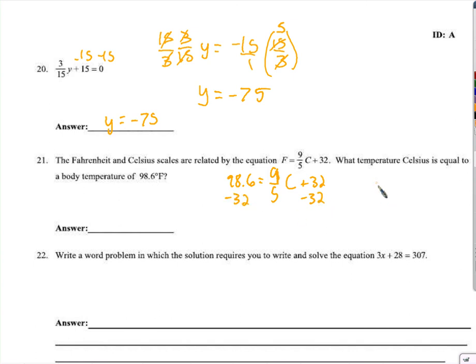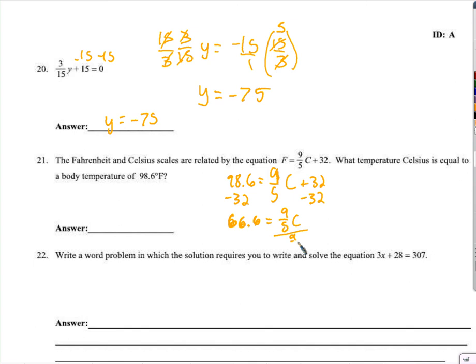Okay, so we'll go down here. 98.6 minus 32 is going to be a 6 and 5, 56.6. What am I doing? This is going to be a 6. 66.6. Right, okay. Equals 9/5 C. I cancel out this 9/5.